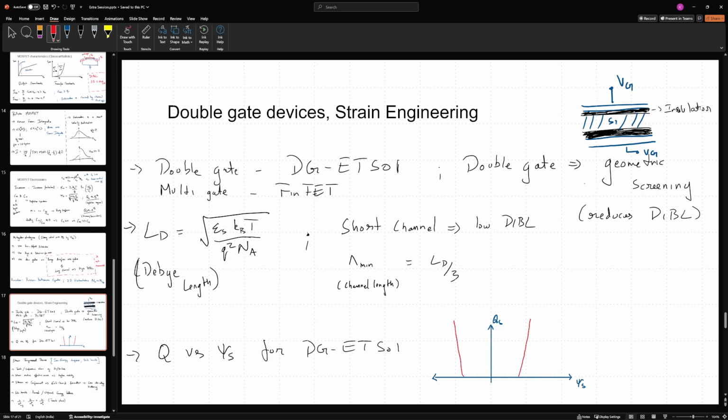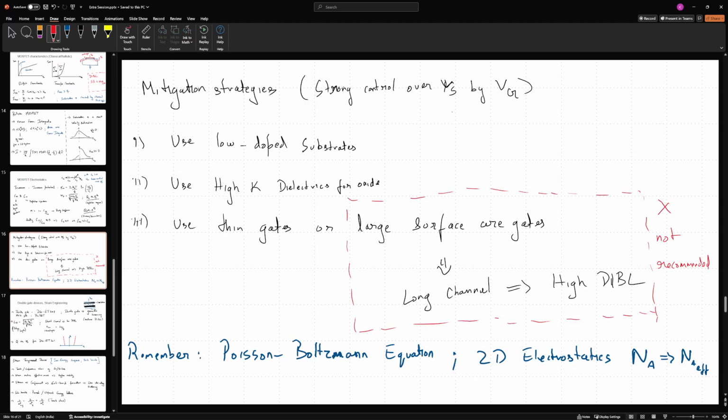So here, through double gates, what we achieve is something known as geometric screening. Essentially, when I have two gate terminals here, I make sure that the electric field applied by the VDS in this line is not causing any distortions in the electron movement. Essentially, what happens when I have DIBL? So let me just go back very quickly and make a small diagrammatic representation of DIBL. So what is drain induced barrier lowering?